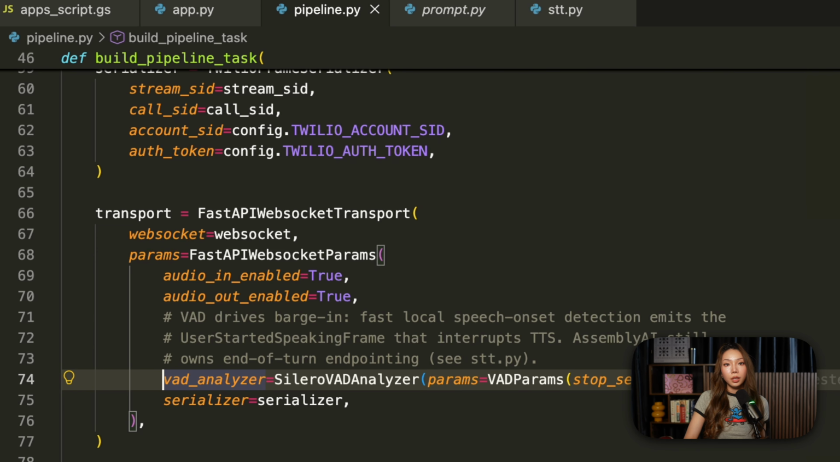So barge-in is what lets you interrupt the agent mid-sentence. The way you would cut off a real person who's rambling, it has to be instant, so it runs locally, right here. So there's no network round trip. End of turn can afford to be a touch slower because it wants to be accurate. Fast interrupt and accurate ending, these are two different jobs on purpose.